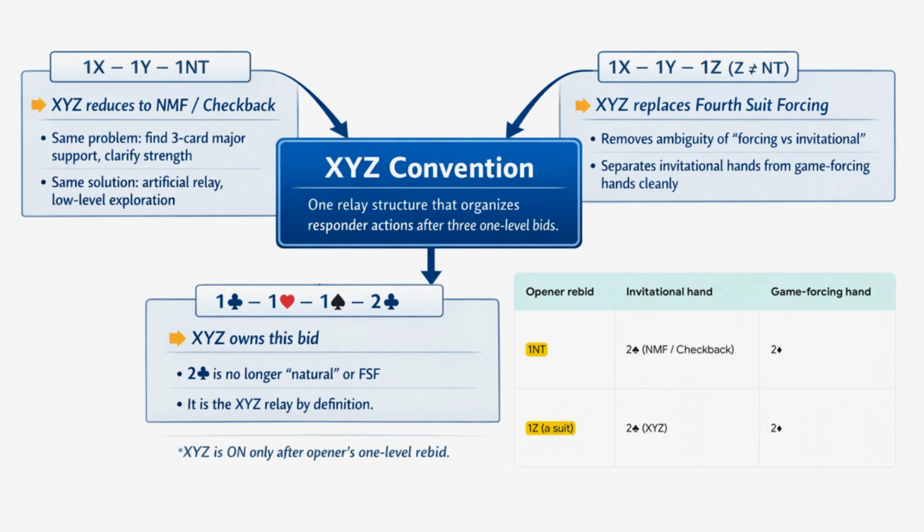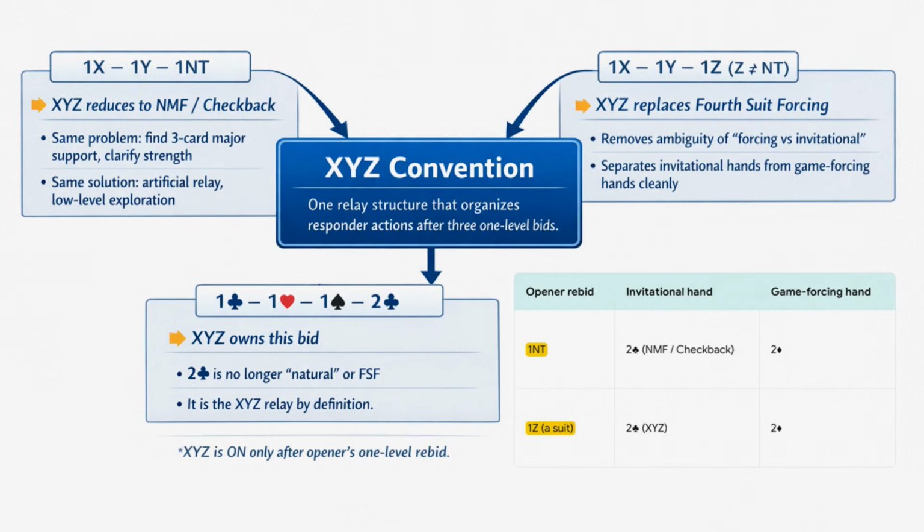Okay, let's put the 2 pieces of the puzzle together. We've seen what happens after a 1 no-trump rebid, and we've seen what happens after a suit rebid. Now let's look at the unified system that comes out of it. This is where the sheer elegance of XYZ really hits you. And here it is, the entire XYZ system on one slide.